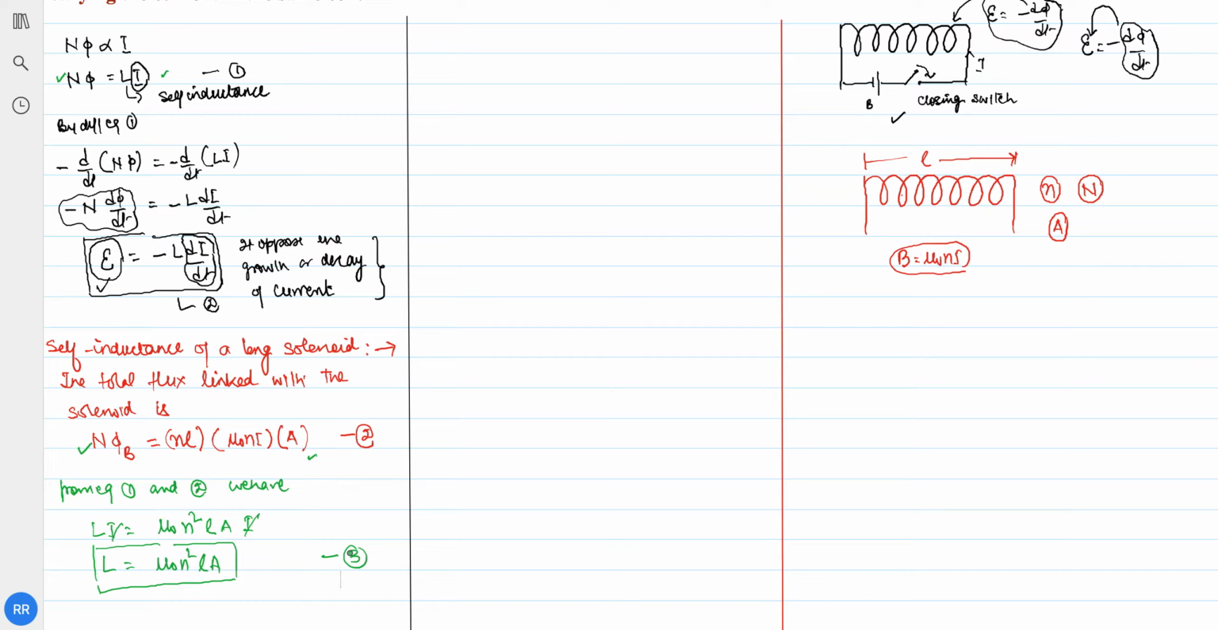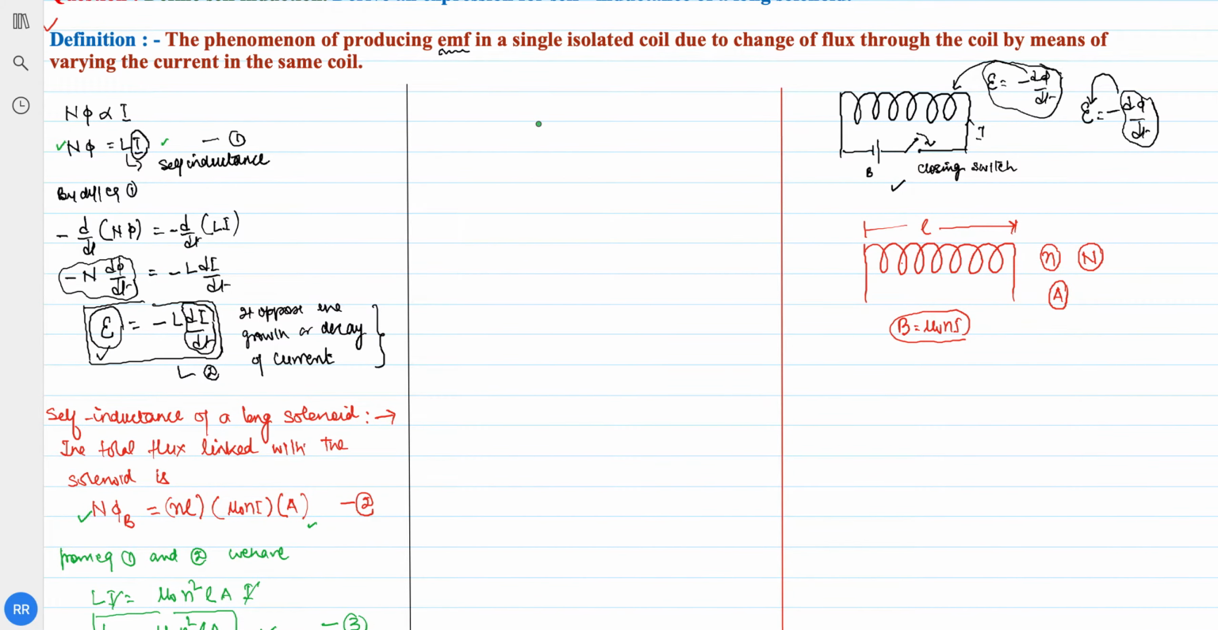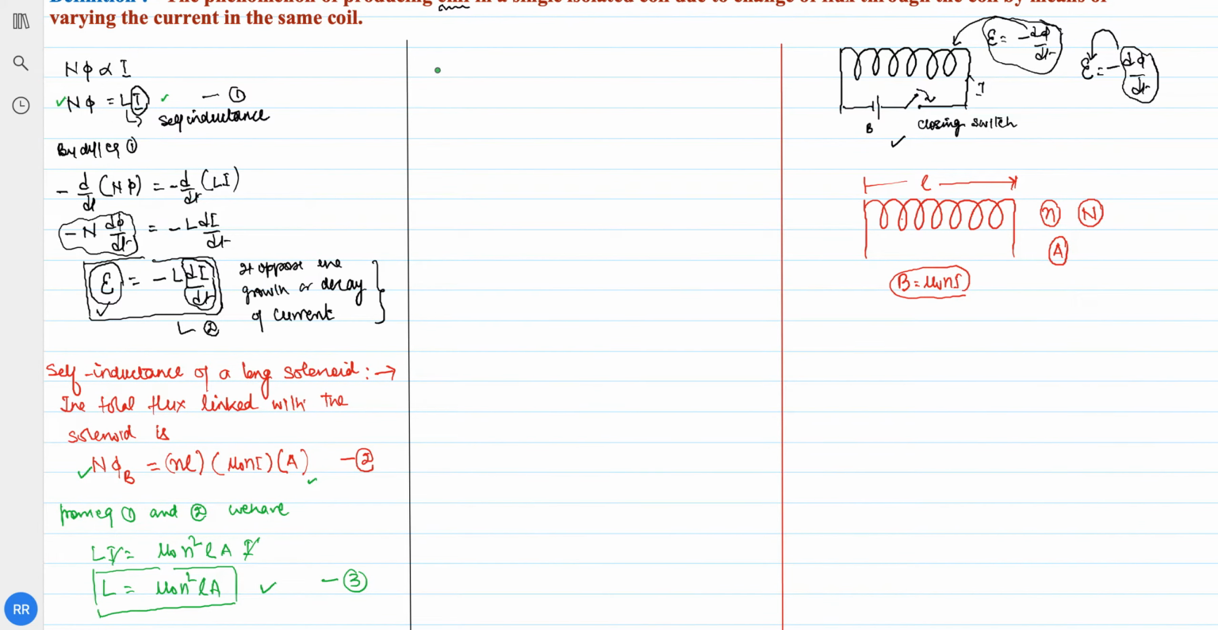So if you will just change the medium, then you will find that the coefficient of self induction will be replaced by mu times n square L A, which could further be written as mu r mu 0 n square L A. So what does this mean? You have to understand its meaning too.